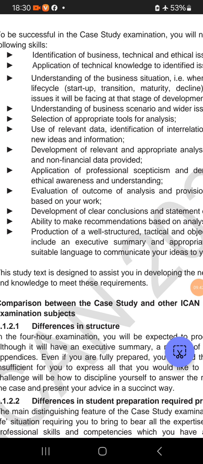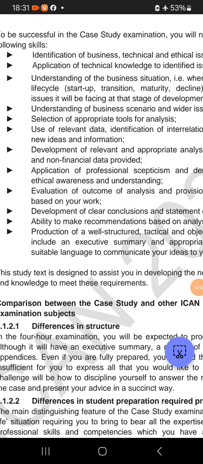The next one says selection of appropriate tools for analysis. Now, this is very key. This also can be related to the technical knowledge, the ability to apply technical knowledge, because you will need to know the right tool before you can apply it. If you are given, for example, a statement of financial position, and you are being asked to analyze the performance, you must be able to know which figure and which figure you have to relate together for you to appraise whether they are doing well or not.